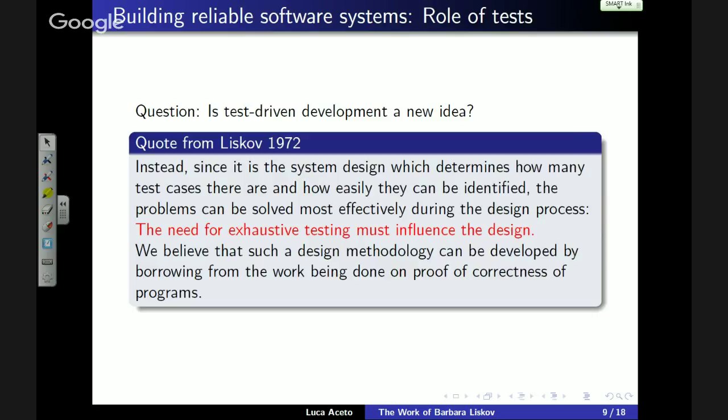She was a follower of Dijkstra. She said, okay, debugging can never guarantee anything. And in any event, to do debugging, you need tests. And when should you design tests? Well, what she says is that the best time is to keep the need for exhaustive testing already in mind at design time. Because unless you do it from the design time, you're going to be in trouble later on when you need to test. Well, that's the idea of test-driven software development in a quote from a 1972 paper.